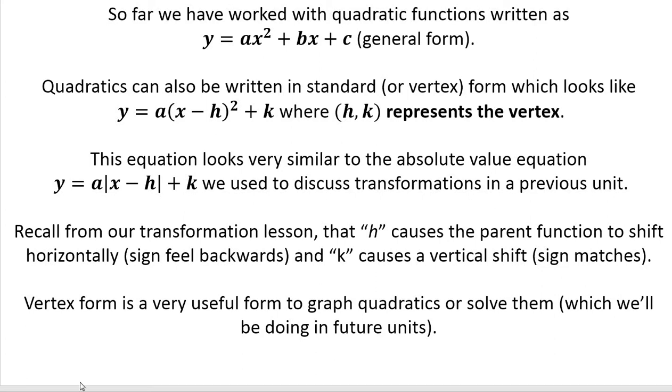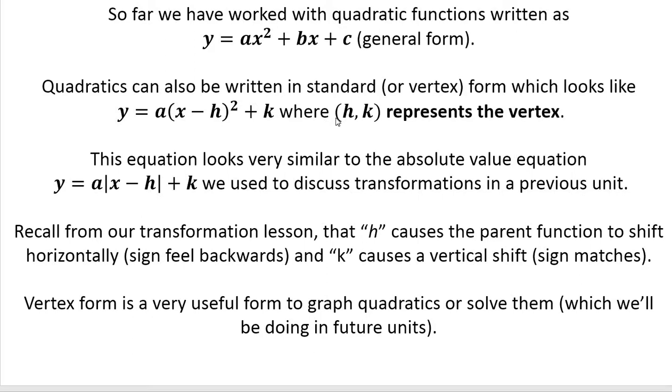Alright, so for today's lesson we're going to work on transforming parabolas into a different form. So far we've worked with this general form here, ax squared plus bx plus c. We know how to find the vertex from that, the axis of symmetry, right? We know how to work with that. Well, there's another form, in a lot of ways I think a more useful form, which we call vertex form or standard form, and it looks like this. A times the quantity x minus h squared plus k.